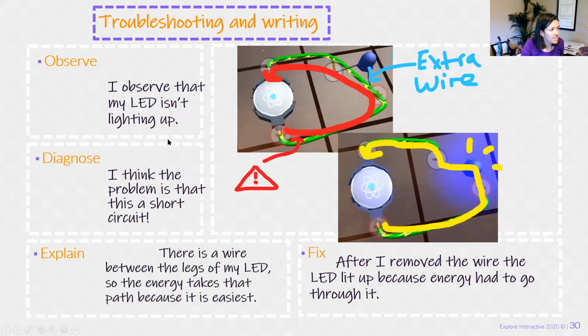Well, I observed that my LED isn't lighting up. I think the problem is that there's a short circuit. Draw the problem here. There's an extra wire. There can be some labeling of the screenshots. And then that's what they say. There's a wire between the legs, so the energy takes that path. After I remove the wire, the LED lights up. So you can see here it lights up as they've removed that wire that's between the two leads of the LED, and up it goes through the LED and around and back.